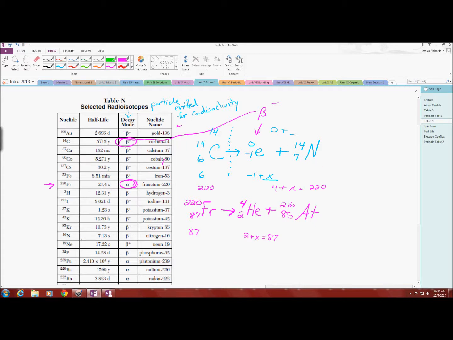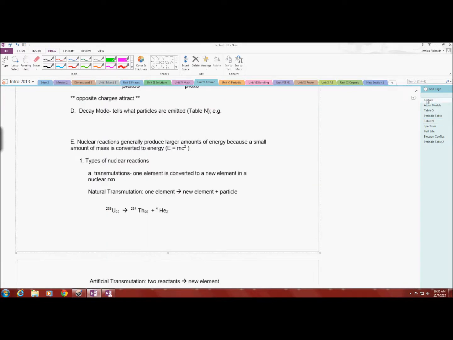These are things that are naturally radioactive, and we call this natural transmutation. We're transmuting from one element into another element, and since it happens naturally, they call it natural transmutation. So that's the first type of nuclear reaction you need to memorize. There are going to be 4 nuclear reactions that you need to memorize.